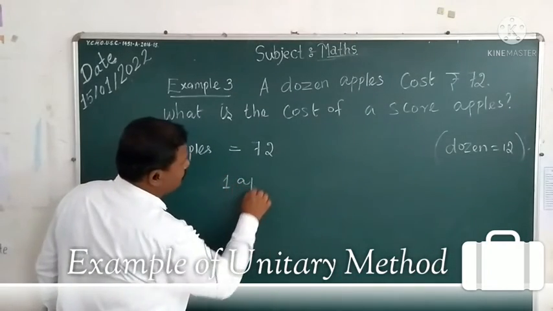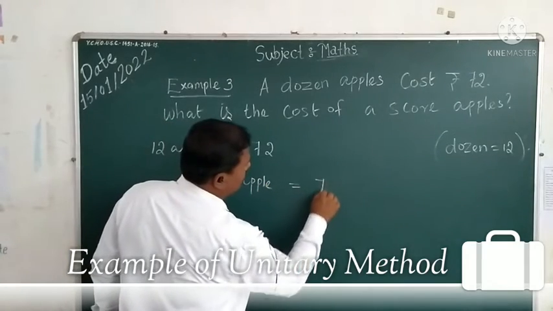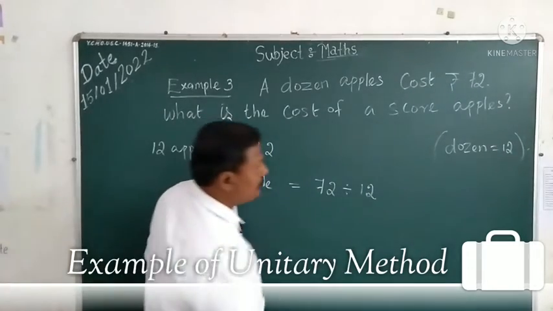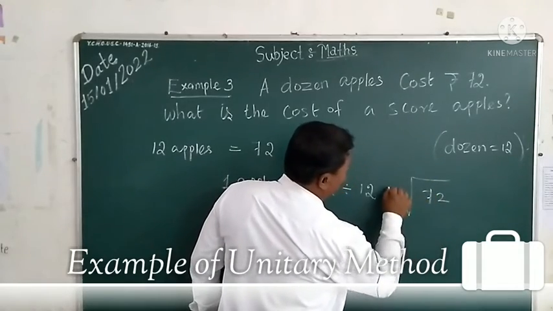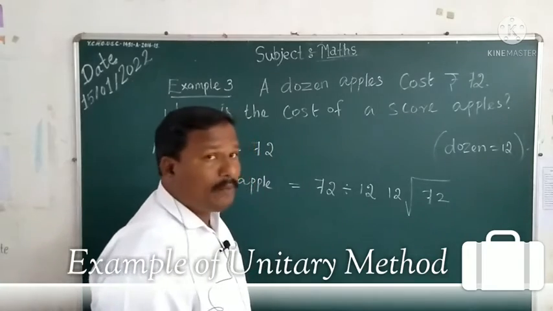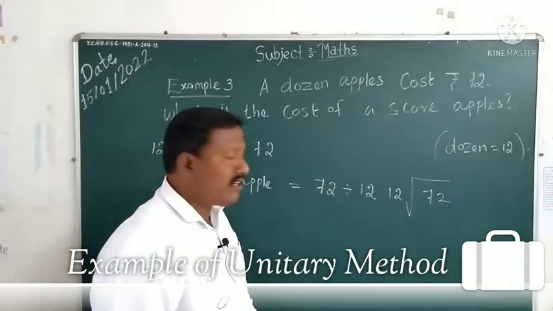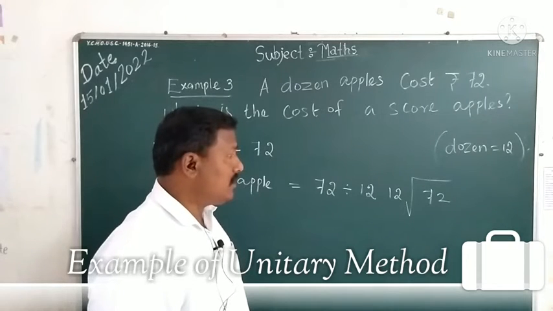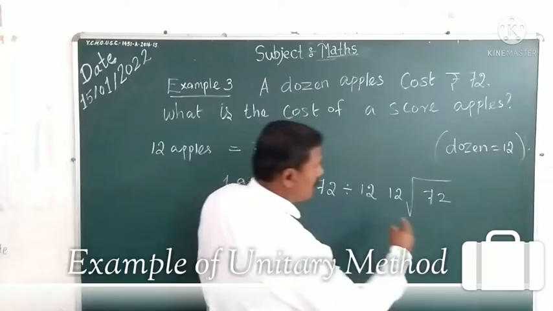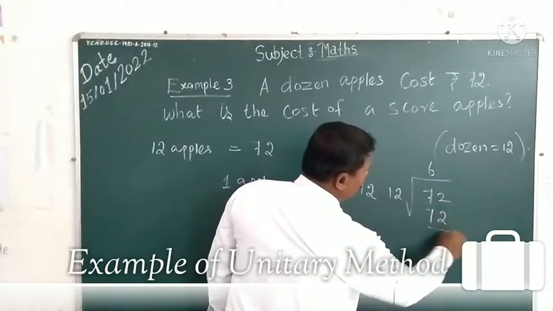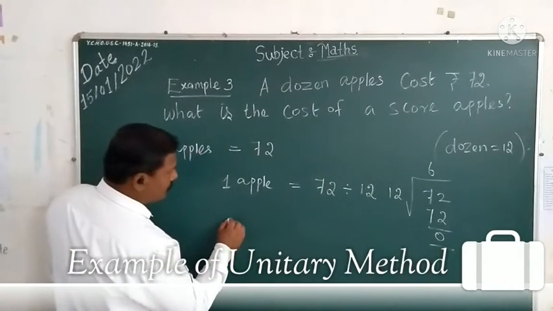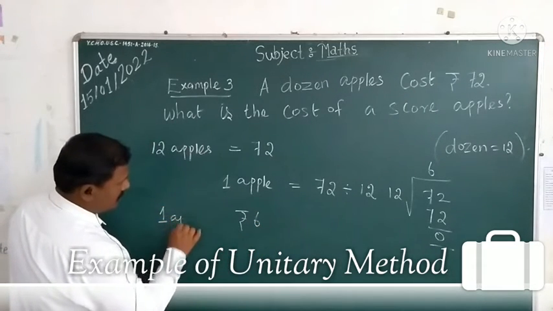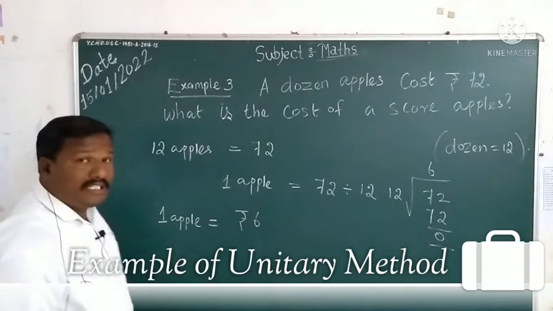So one apple cost is equal to 72 divided by 12. That is the meaning. Okay, so how to divide? Simple division. 72 by 12. So how many 12s are there in 72? 1 12 is 12, 2 12s are 24, 3 12s are 36, 4 12s are 48, 5 12s are 60, 6 12s are 72. 6 12s are 72. Means one apple costs 6 rupees. 6 rupees for one apple. One apple is equal to 6 rupees.